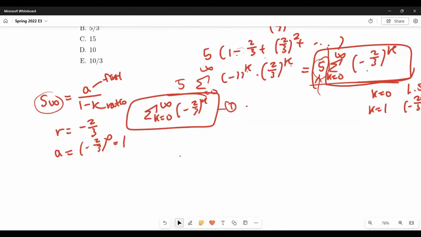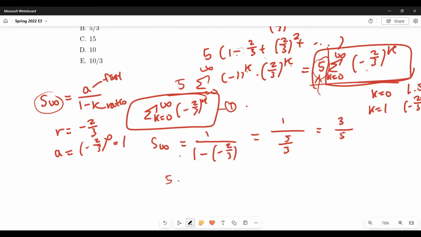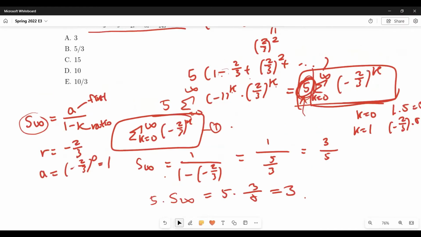geometric series sum, this is going to be a over 1 minus r, so 1 minus negative 2 over 3, which is 1 over 5 over 3, which is the same as 3 over 5, right? And then you have to multiply by it, because we have the 5 outside here. So this is 5 times 3 over 5. So this is equal to 3. So the answer is A.